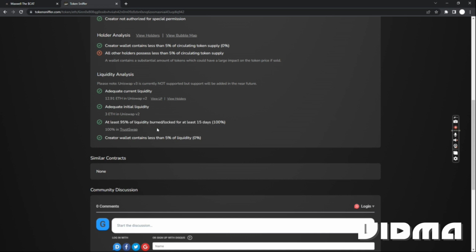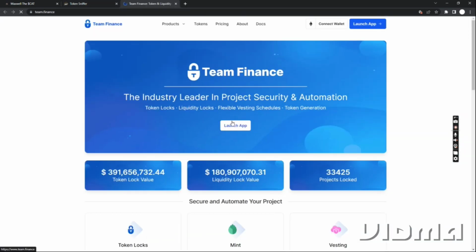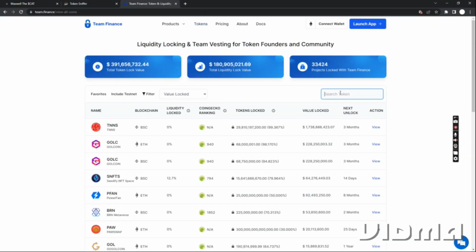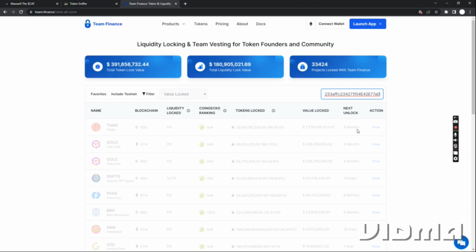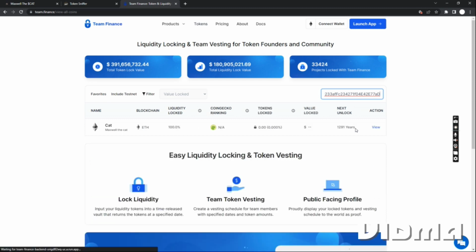Burned means they are sent to a burn address where they are deleted, and locked means they are locked in a time lock smart contract. This metric says for at least 15 days. In the case of Maxwell the cat, it's far more. It's actually over 1,000 years.